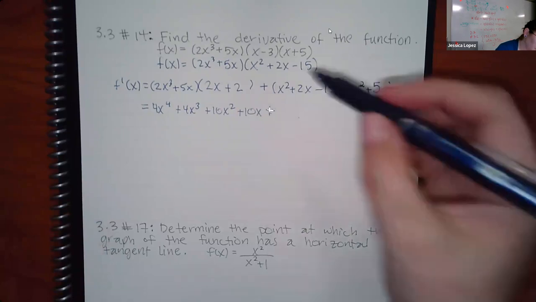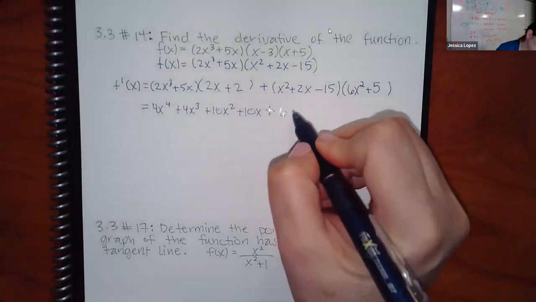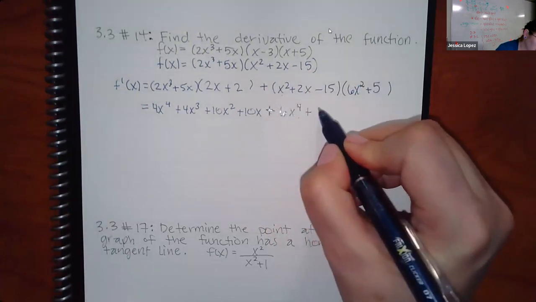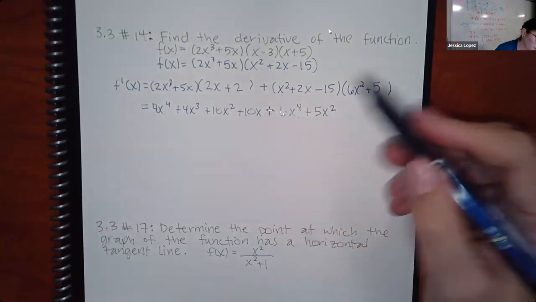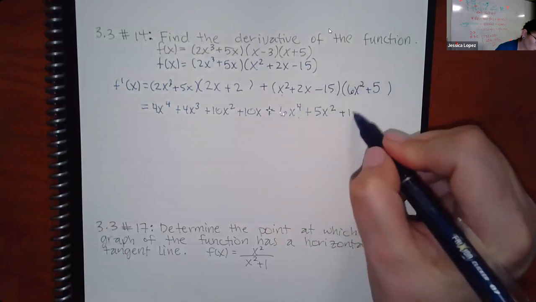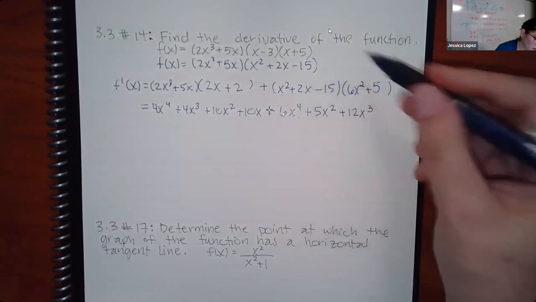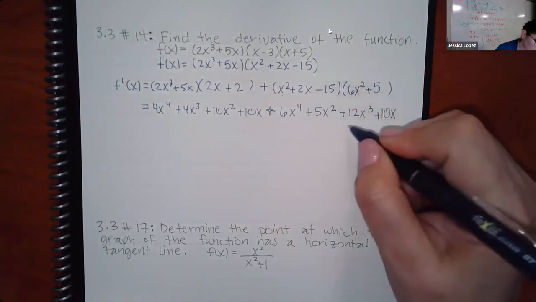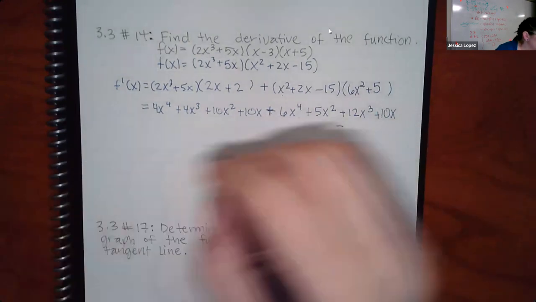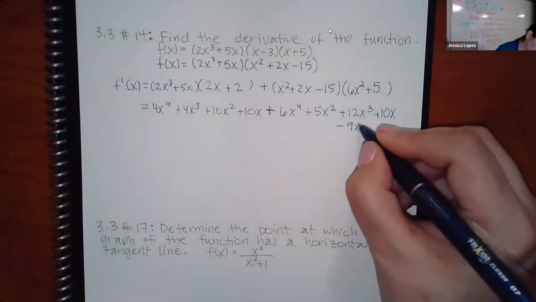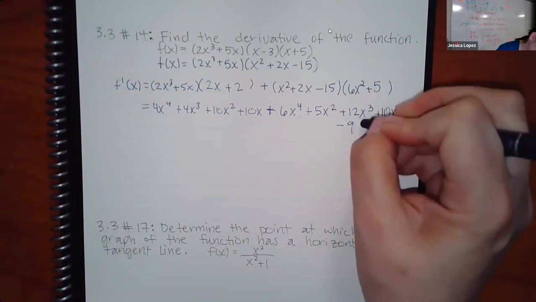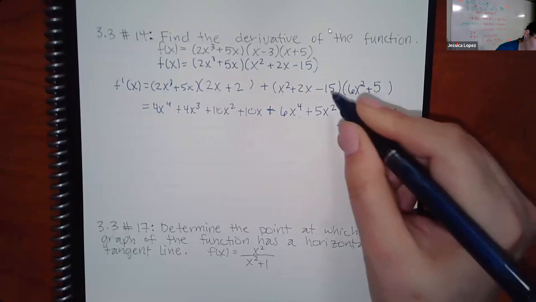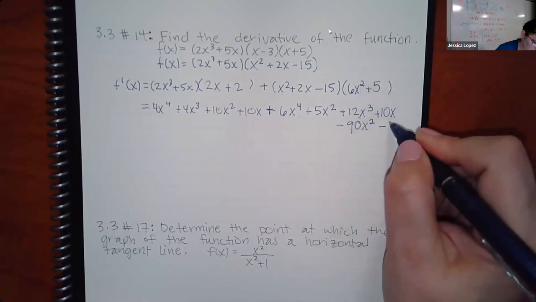But since it's a plus, I'm good. I don't need parentheses. So x squared times 6x squared is 6x to the 4th. x squared times 5, 5x squared. 2x times 6x squared, 2x times 5. 15 times this, I don't know what that is. 90? Is it 90? And then 15 times 5, is that 75?